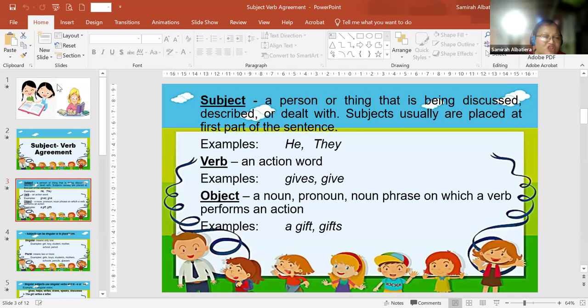Subject. Who would like to try? According to Nicole, it is teaching. It can be. What other verb can we have? Miss Samirah likes teaching English.